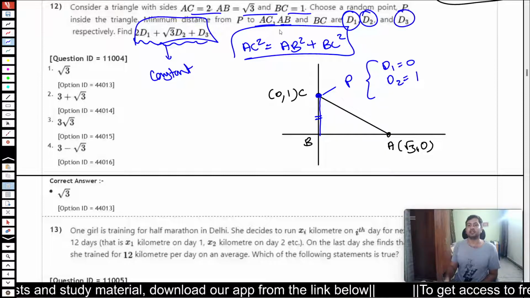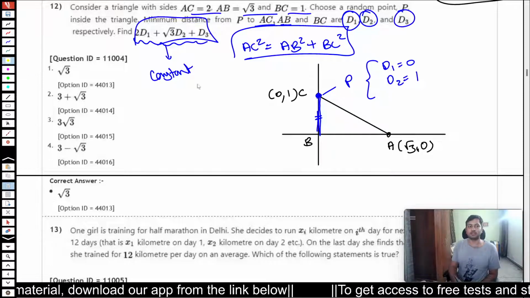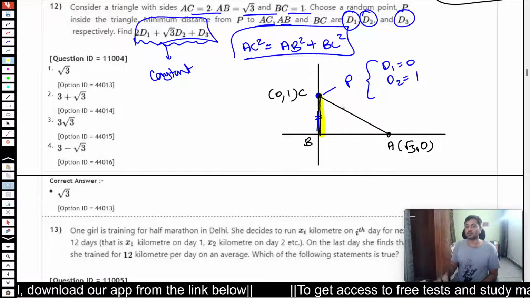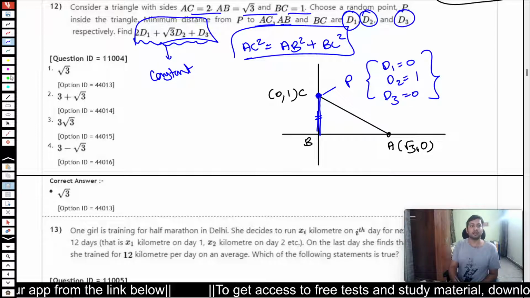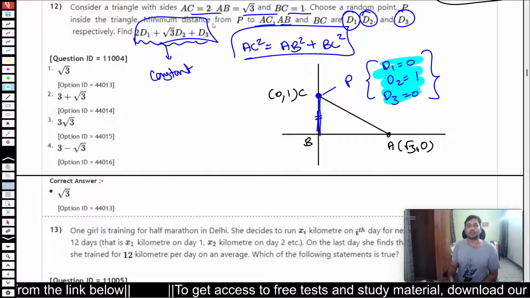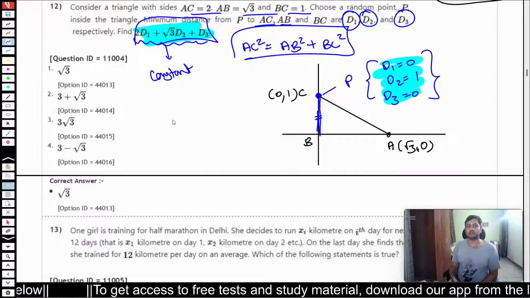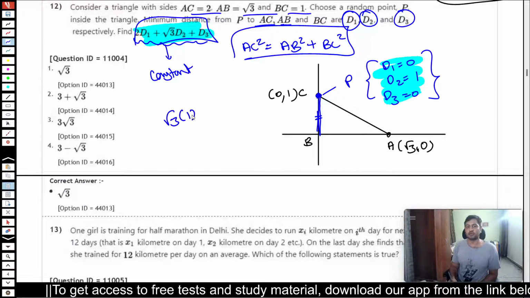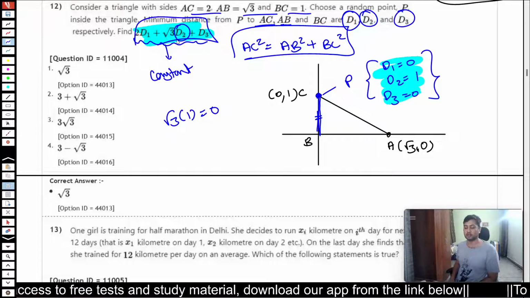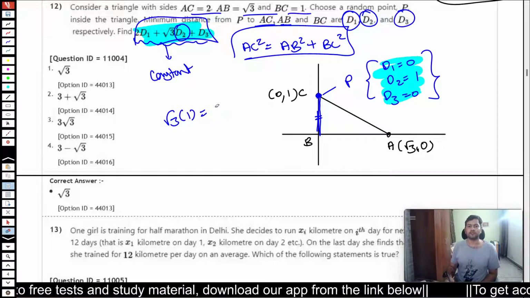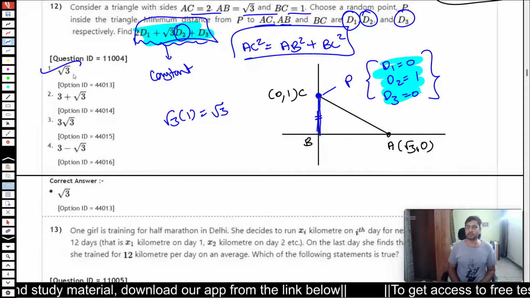And finally D3. D3 is the distance from BC. BC is this vertical line itself. This is the line BC. So the point P is lying on BC, so again D3 turns out to be 0. So when you substitute these numbers D1, D2, D3 into the original expression, the value is just going to be root 3 times 1, because only D2 is non-zero in these three values. Root 3 times 1 is root 3. So your final answer is going to be root 3.